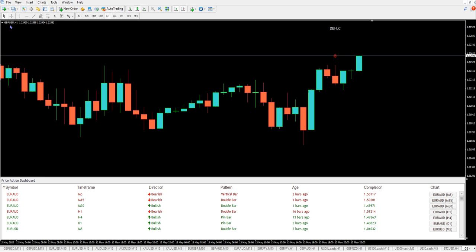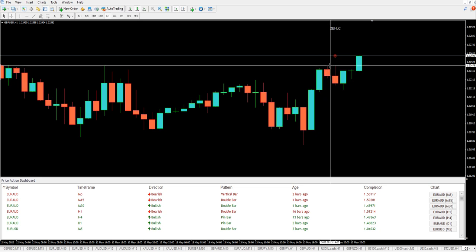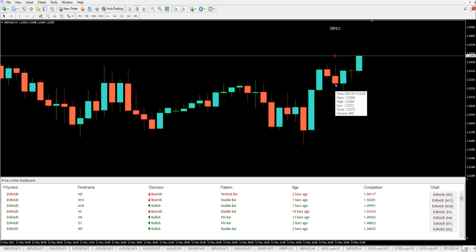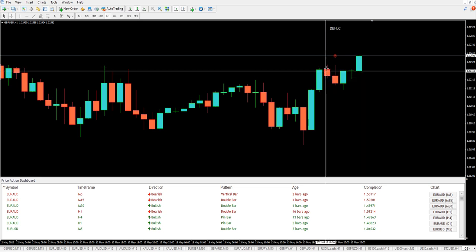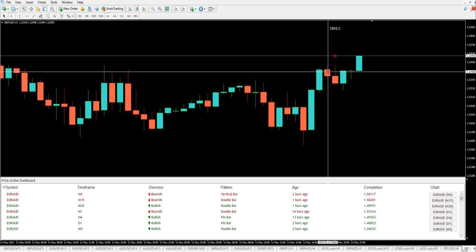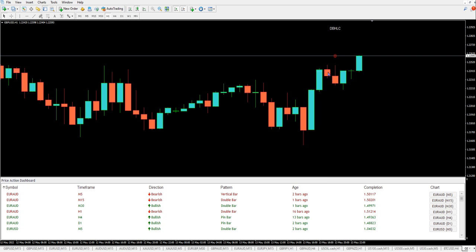So I've gone now to a British pound US dollar 1 hour chart. You see we got a bearish double bar high lower close pattern set up, right? So we've got the almost equal highs here across these. We've got this candle closed lower than the previous bar. However, what do we not see? We do not see price respect this area.